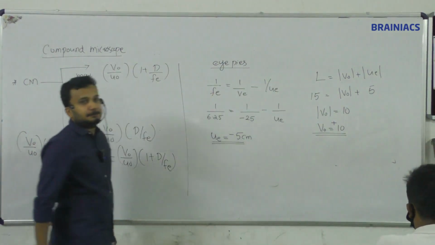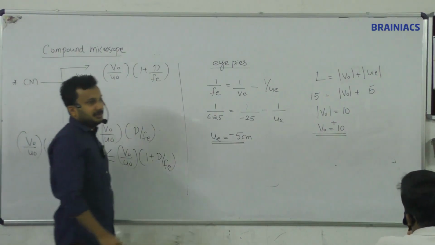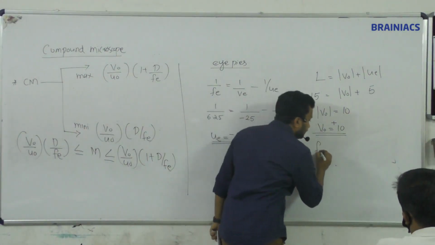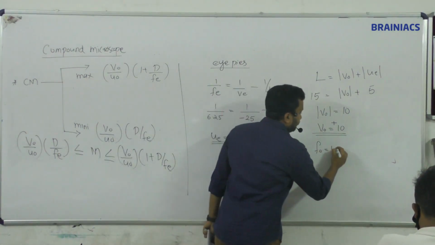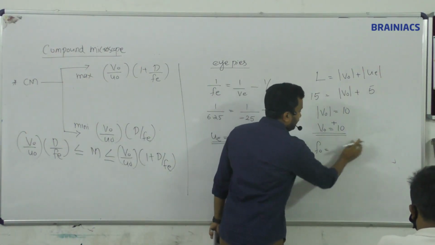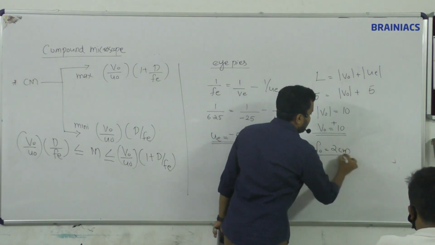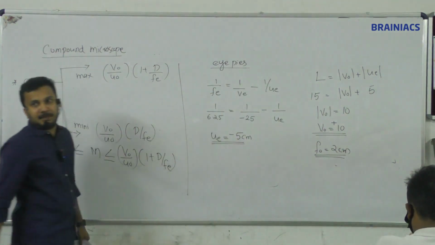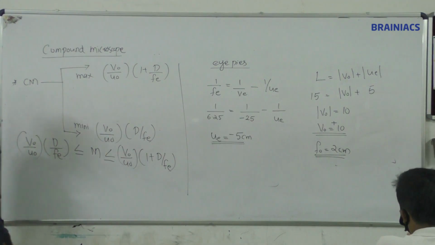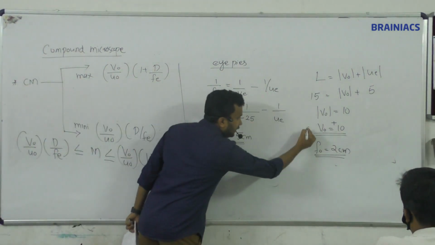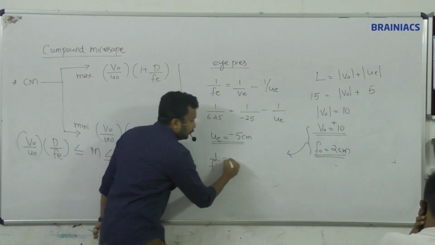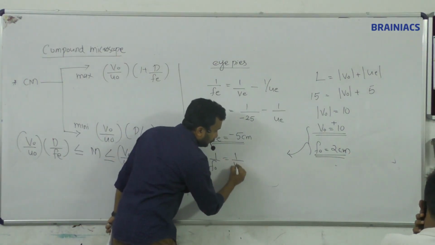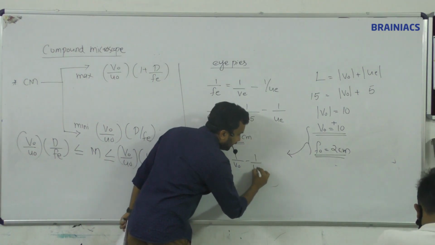What is my next aim? We have to find U0. To find U0, F0 is given. Yes, how much? 2 centimeters. Okay, 2 centimeters. So what we can do here is apply the lens maker's formula again, based on this one: 1 by F0 equal to 1 by V0 minus 1 by U0.